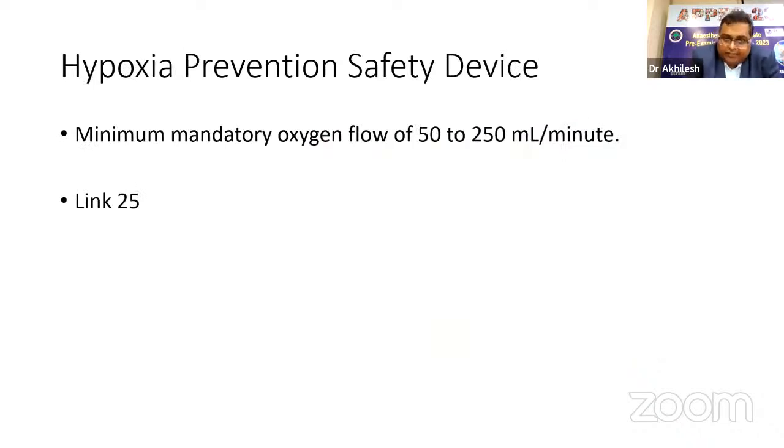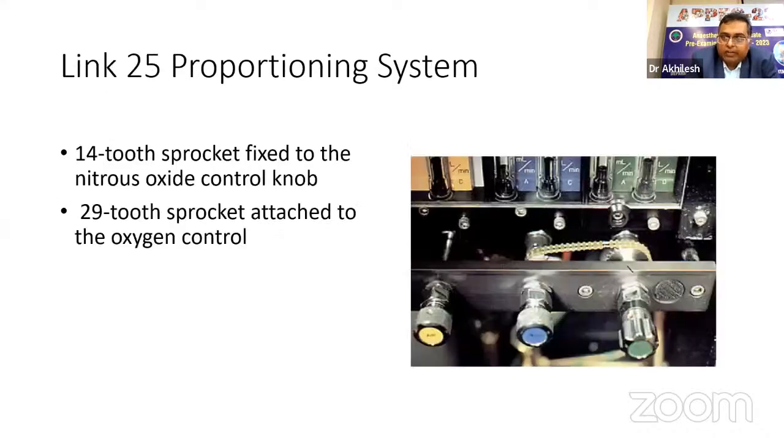So there are certain safety features. There is the hypoxia prevention safety device. It consists of two things. One is minimum mandatory oxygen flow. Whenever you open the machine, the minimum flow of oxygen has to be 50 to 250 milliliters per minute. And another thing is Link-25. Now, what is this Link-25? This is the Link-25 proportioning system. You can get a short note on that also.